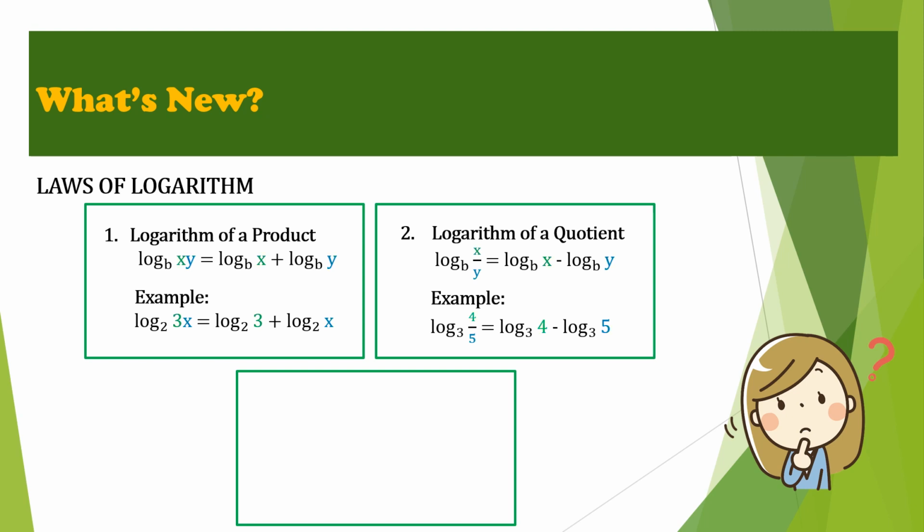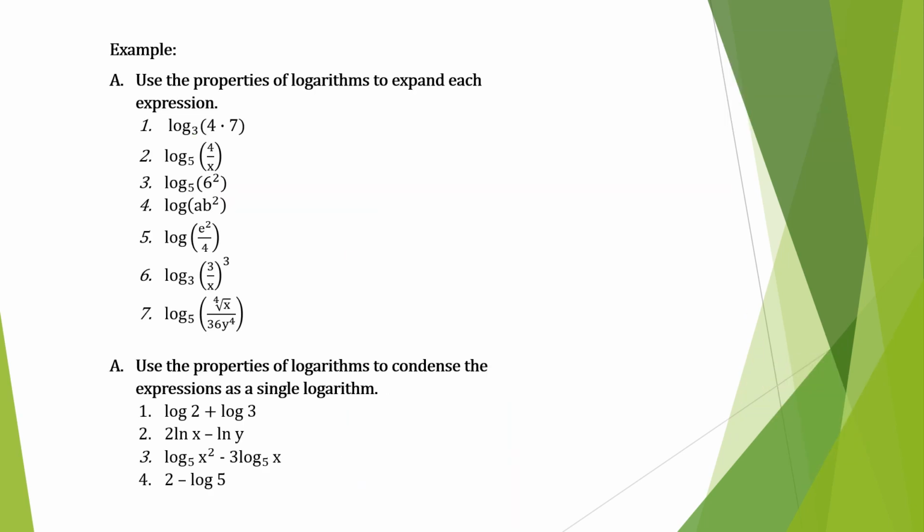Number 3, logarithm of a power. The logarithm of a power x raised to n is equal to the product of the exponent n and the logarithm base b of x. Example, logarithm base 5 of 6 squared is equal to 2 logarithm base 5 of 6.